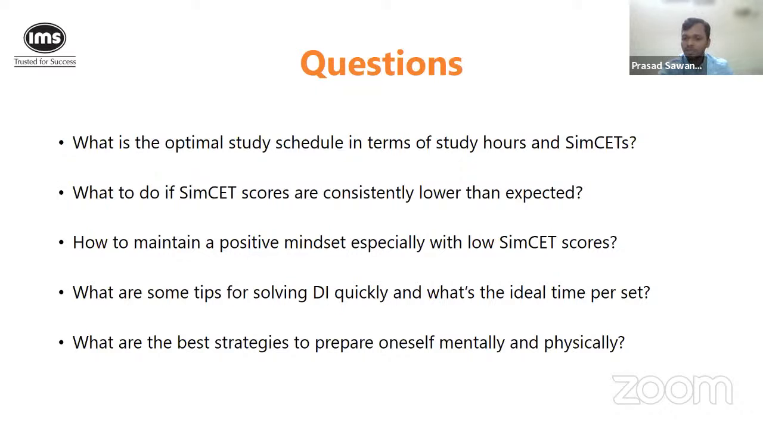Yash has asked about a good score in IMS mocks. If you're targeting GBMS, you should be aiming at something around 125 plus in SimCATs. Okay?